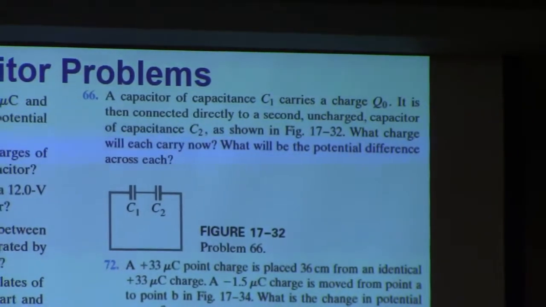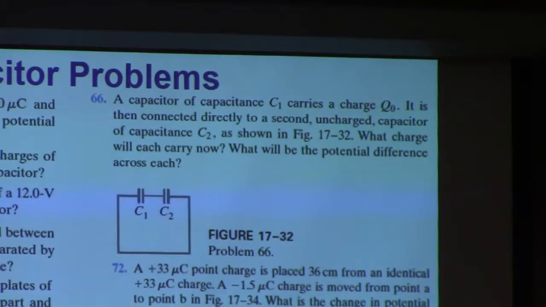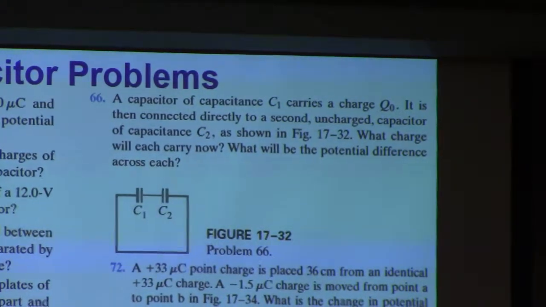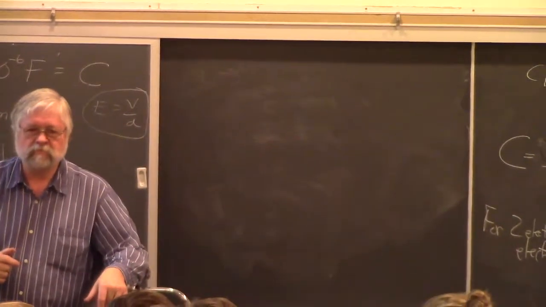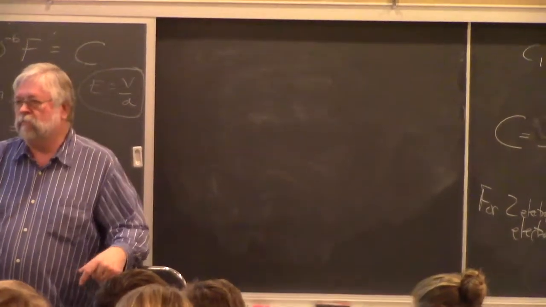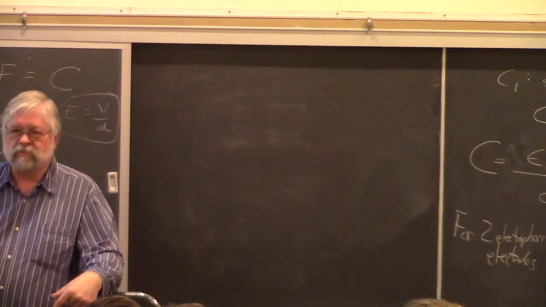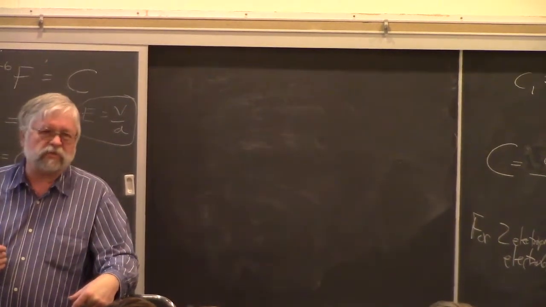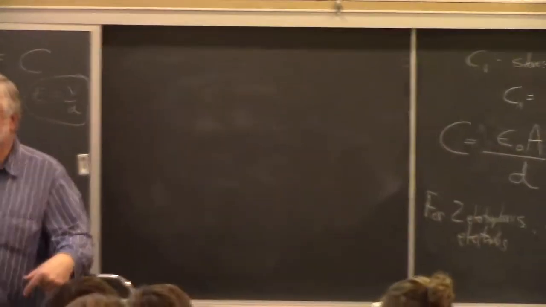A capacitor of capacitance C1 carries a charge Q naught. Okay. How did it get that charge? That isn't part of the problem, I'm just asking. How did it get charged? How do you typically charge a capacitor? Hook it up to a battery.